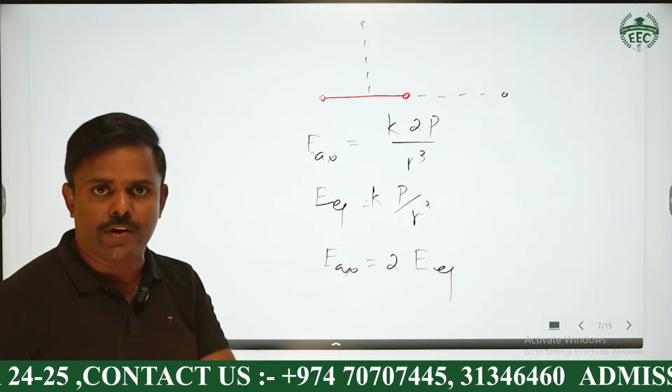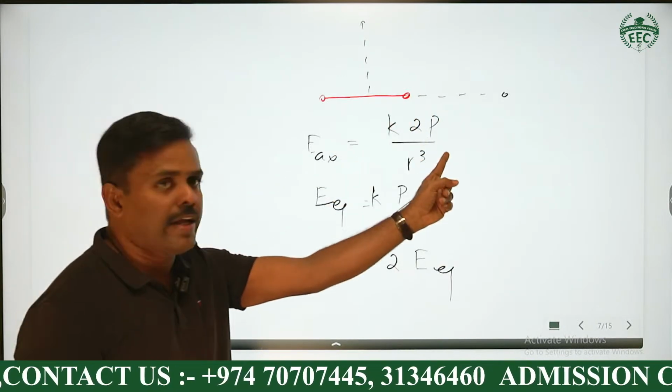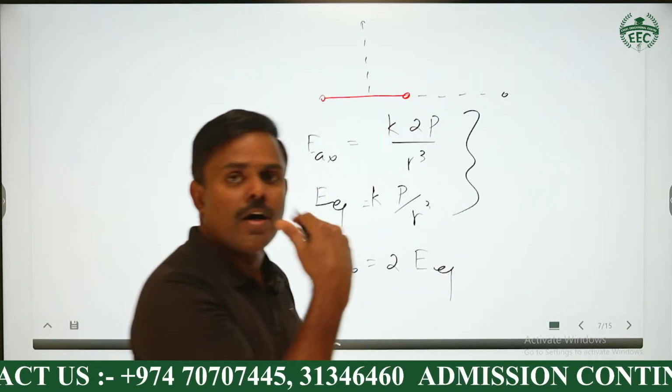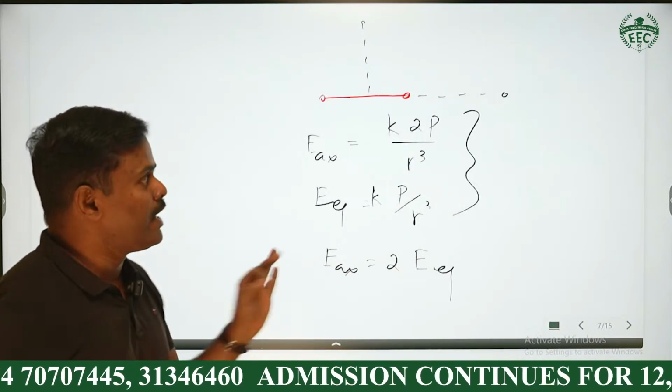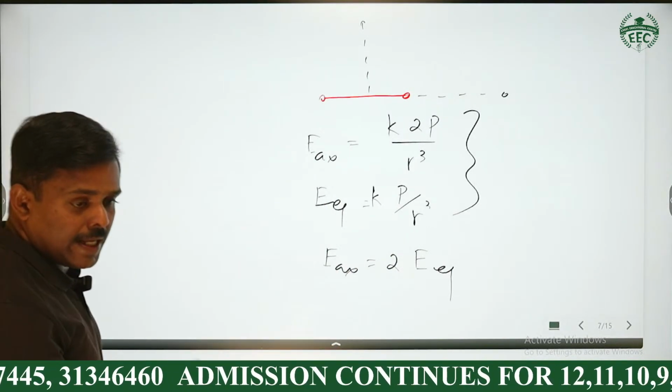Okay, double the value of equatorial field. Now this is a derivation. It will come for 5 marks or 3 marks. Axial field and equatorial field derivations are very important. Very important.